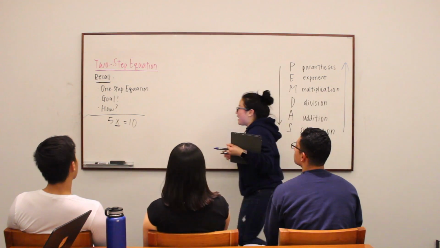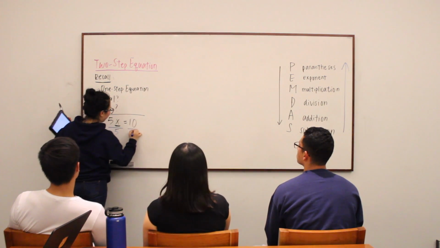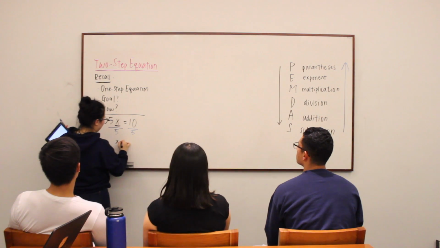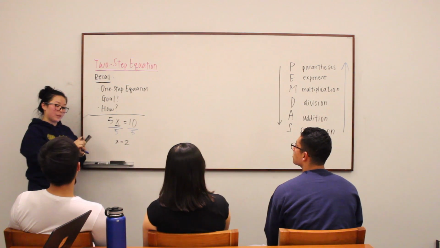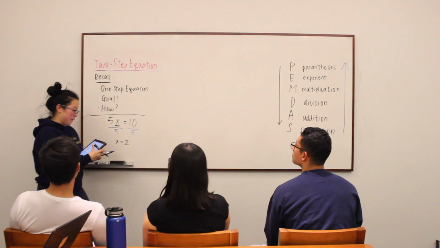Okay, so we're going to divide this by 5. And then we're going to have x equals 2. Okay, so this is an example of a one-step equation. So moving on from this, we're going to do the two-step equation today.